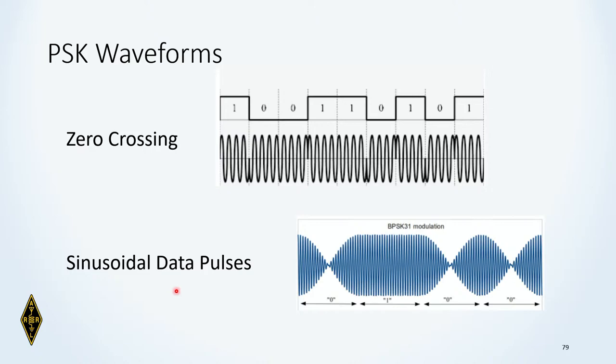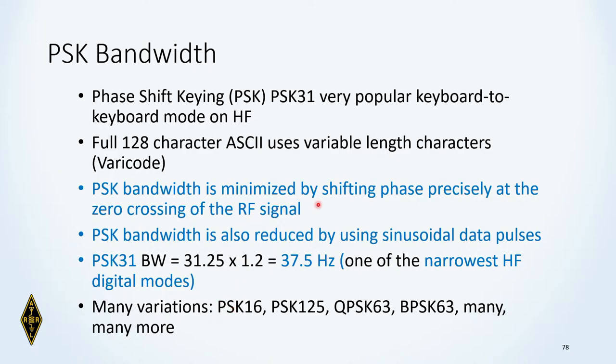Now the concept of sinusoidal data pulses, here you can see what's happening in concept at the zero crossing points. When we make that change, we're also going to gradually increase and decrease down to the next change point. And this sinusoidal shape also causes us to use less bandwidth. Some of these are changing phase and some aren't. It's kind of hard to tell from the diagram. Here's 0, 1, 0, 0. So going back a slide, now you've got a better connection to what these two things are talking about. PSK bandwidth minimized by shifting the phase precisely at the zero crossing of the RF signal. Bandwidth is also reduced by using the sinusoidal data pulses.